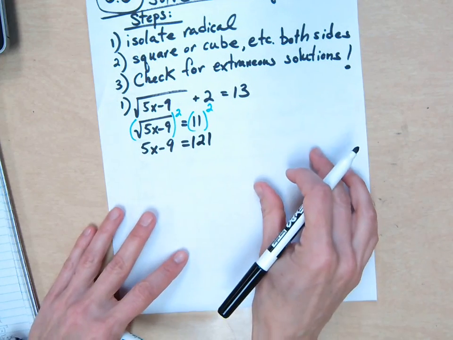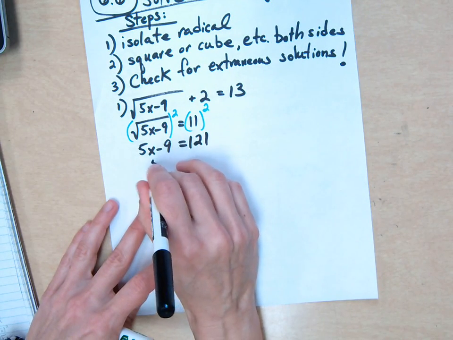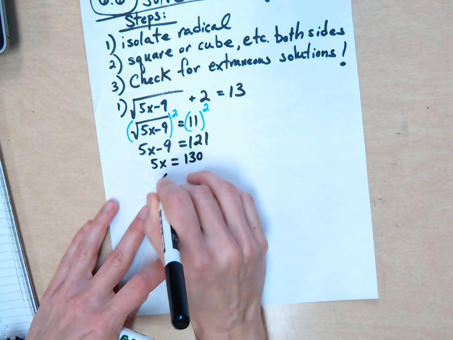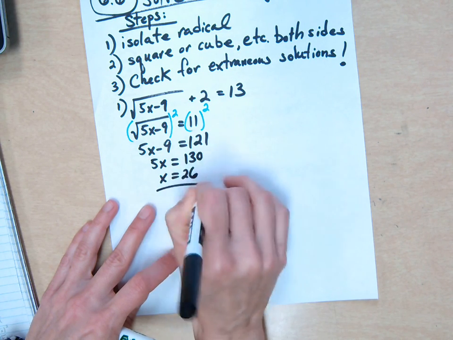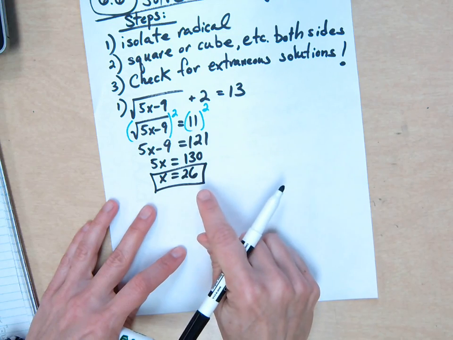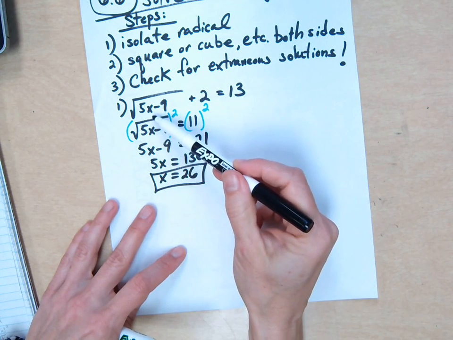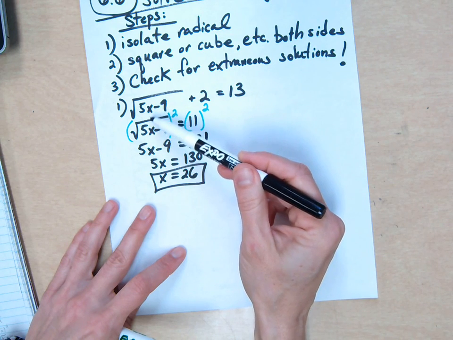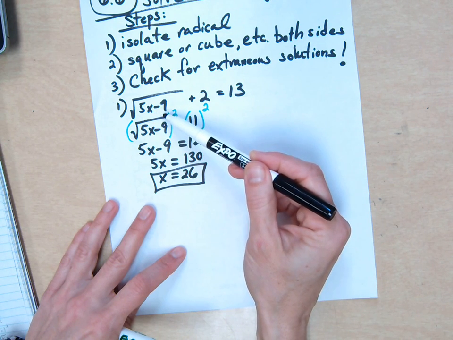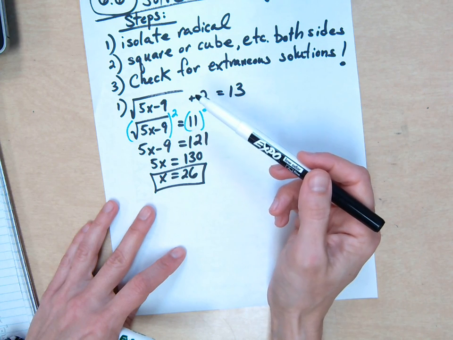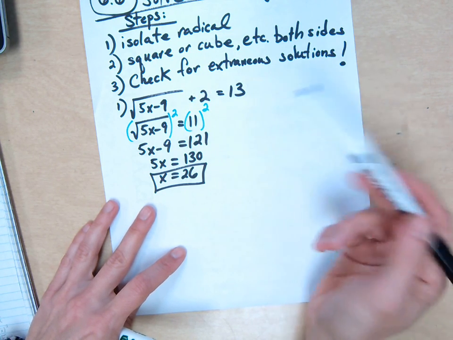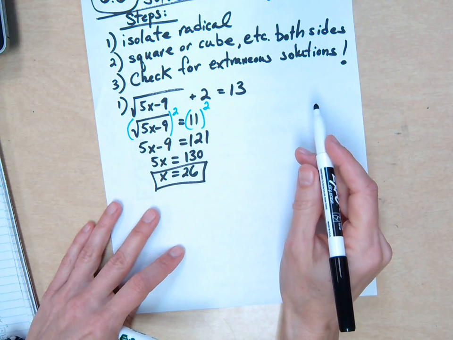And now we have a basic linear equation. Add 9 and divide by 5. And so we just want to double check that 26 works, is reasonable, and it looks like it is. 5 times 26 is about 130, minus 9 is 121, square root 11, plus 2 is 13. So it works, and that's that.